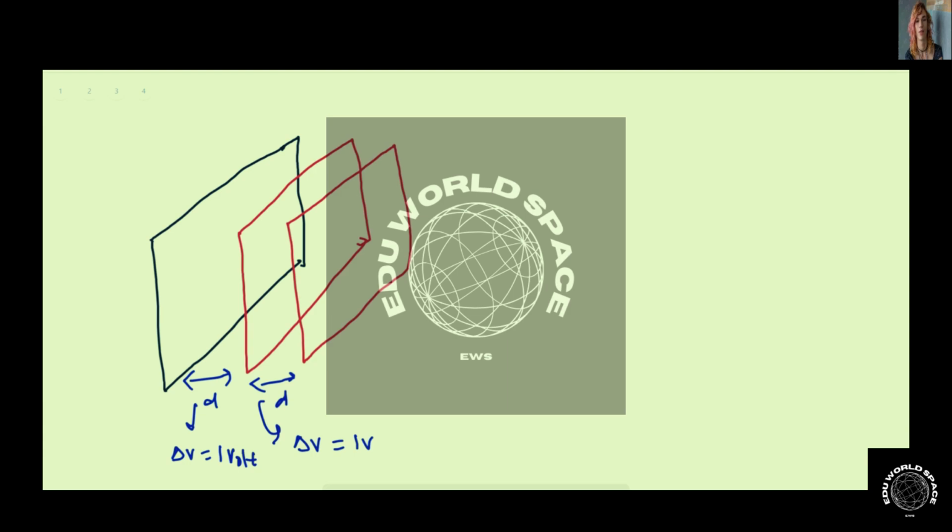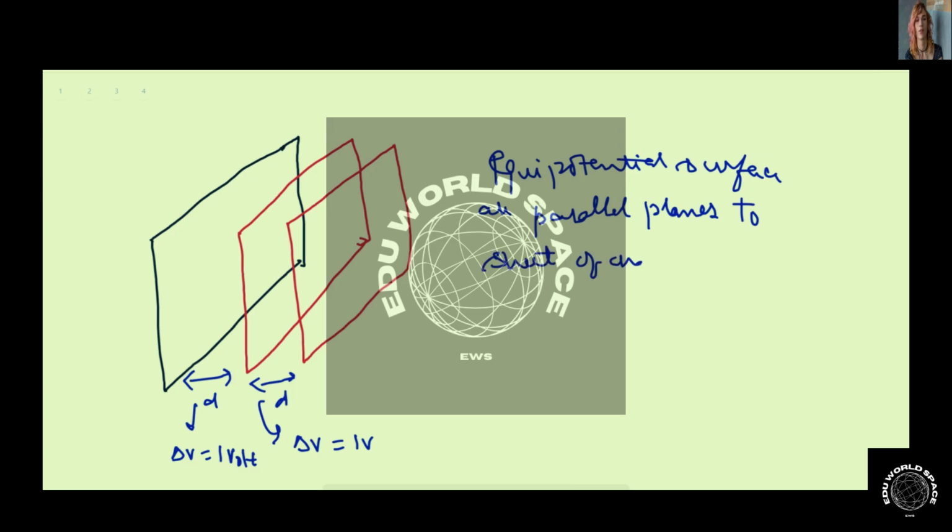Your distance can be arbitrary, but equipotential surfaces are parallel planes to the sheet of charge. So you should have similar kinds of planes here if you want to draw more equipotential planes here. And as the d increases.